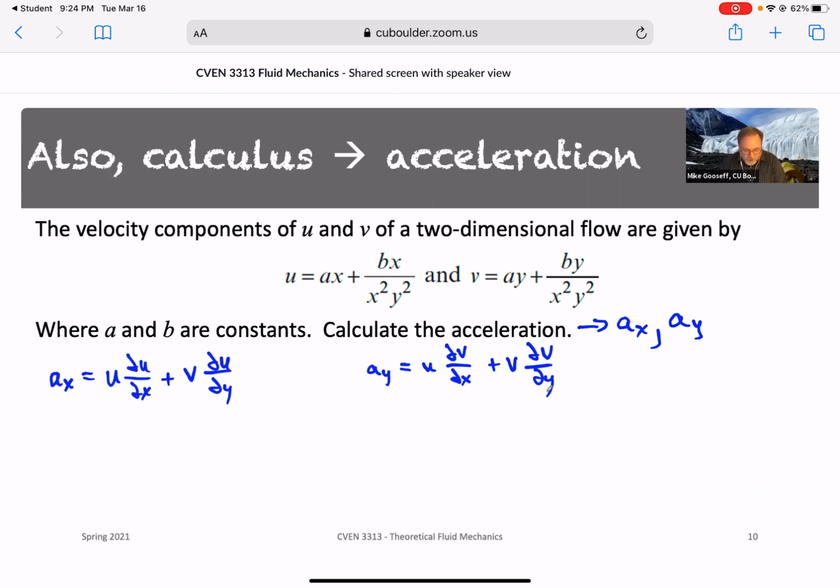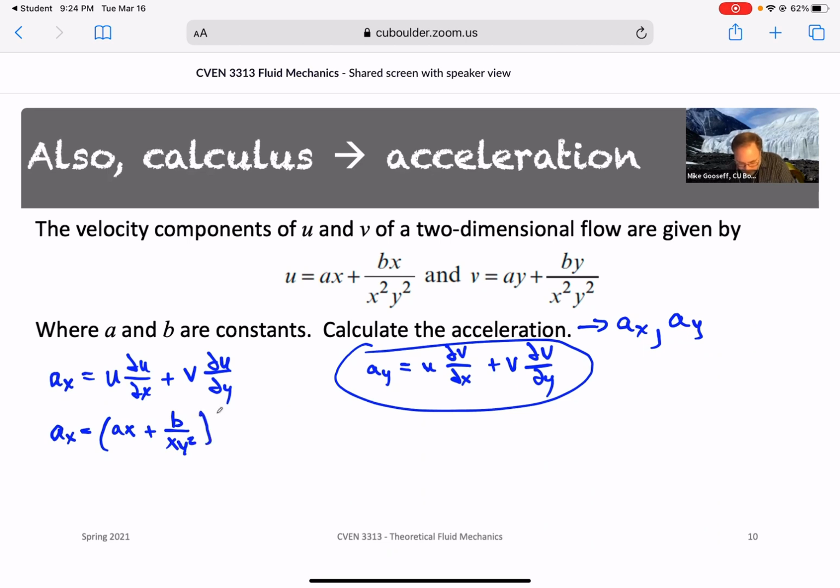All right. So if we substitute into, let's work on ax first. So if we work on this ax component, we'll save ay for the next slide. Let's see, we will have ax is equal to a times x plus b over xy squared times del x of ax, a times x plus b over xy squared, and then we're going to add a times y plus b over x squared y, and then multiply by del y of this expression, which is a times x plus b over xy squared.